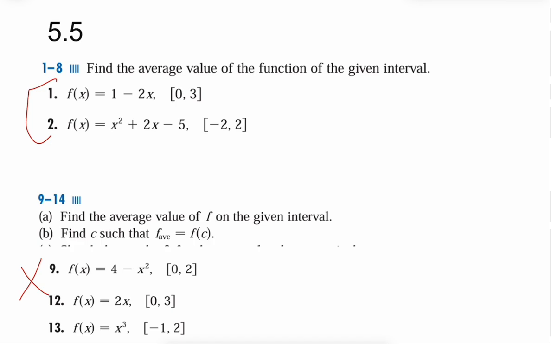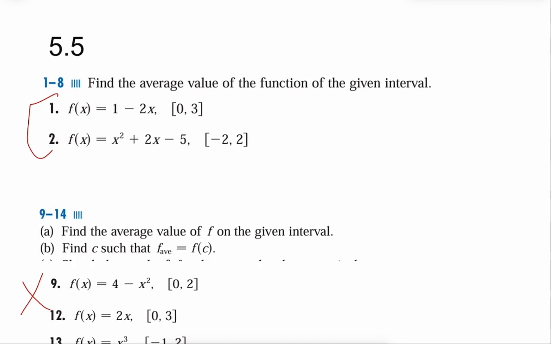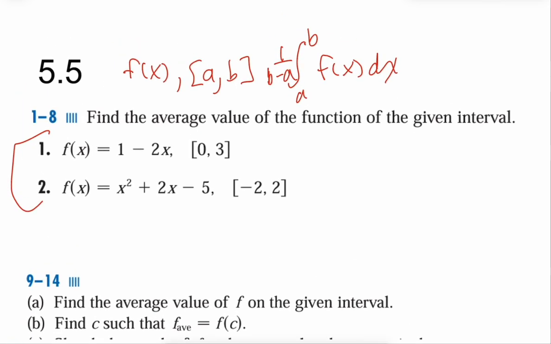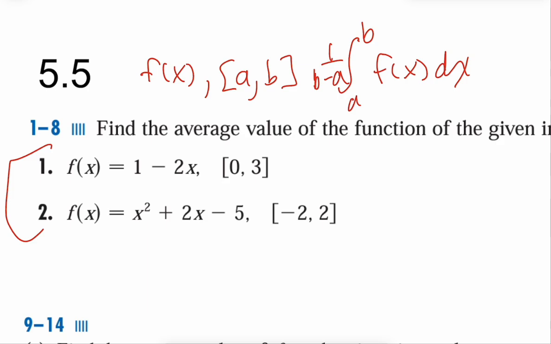The formula that you need to know for this is the average value on the interval of the function f of x from a to b is the integral from a to b of f of x dx times 1 over b minus a. Okay, so that's the formula you need. Please make sure you know that formula. That's what you're going to need to do to find the average value of a function.